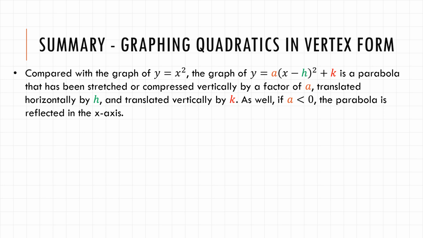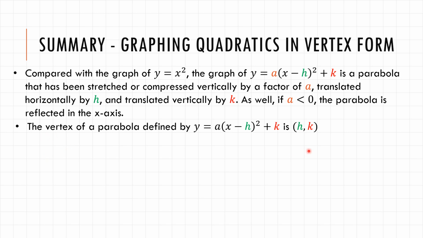So, to summarize this lesson, when compared with the parent function y equals x squared, the graph in vertex form, y equals a times x minus h all squared plus k, is a parabola that has been stretched or compressed by a factor of a. It has been translated horizontally by h, and it has been translated vertically by k. As well, if the a value is a negative number, if it's less than 0, this parabola is reflected in the x-axis. It opens downwards.